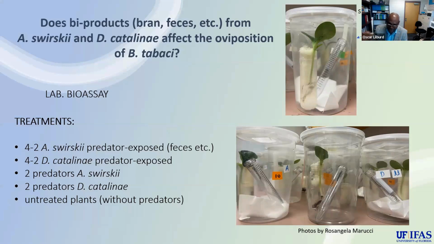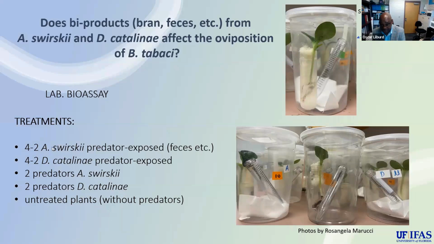Oh, they avoid laying their eggs on squash, put it that way, if they can smell the predator. So we did a small experiment. Initially we had 4 Amblyseius swirskii, 4 Delphastus catilina, and then just 2 predators with Amblyseius swirskii and 2 predators with Delphastus catilina. And then we had an untreated control without any kind of predators.